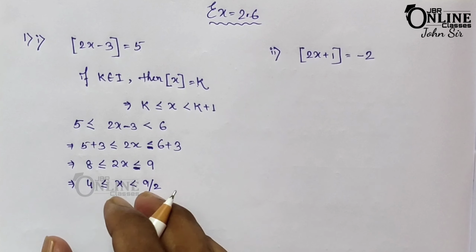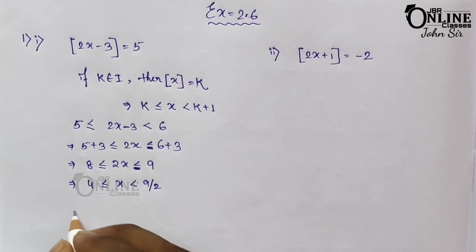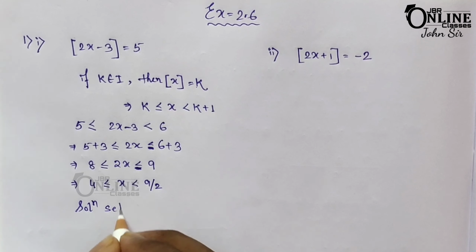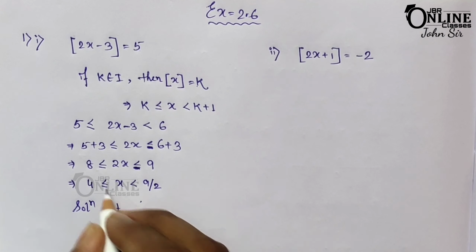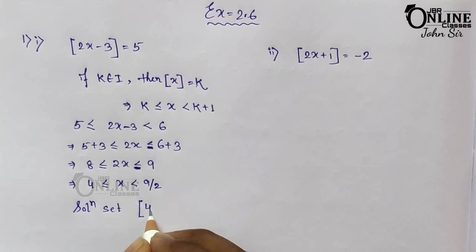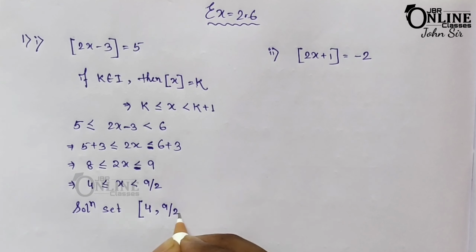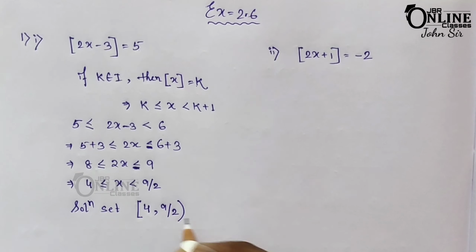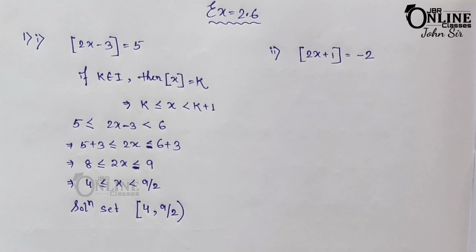Okay, so that means now you have to write down the solution set. So here the solution set is the closed interval 4 comma 9 by 2, as here only less than, so give here an open bracket.